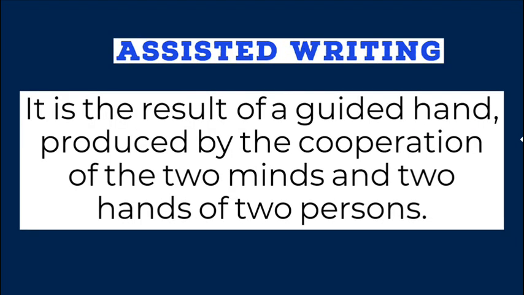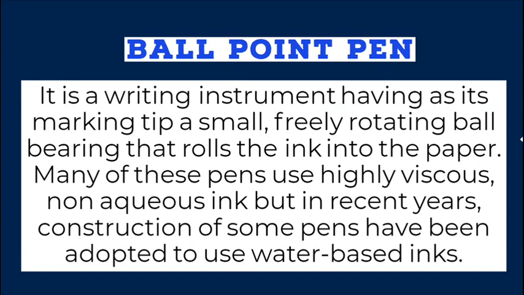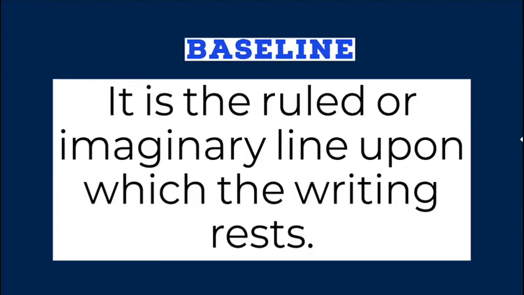Assisted writing. It is the result of a guided hand, produced by the cooperation of the two minds and two hands of two persons. Ballpoint pen. It is a writing instrument having as its marking tip a small, freely rotating ball bearing that rolls the ink into the paper. Many of these pens use highly viscous, non-aqueous ink, but in recent years, construction of some pens have been adopted to use water-based inks.